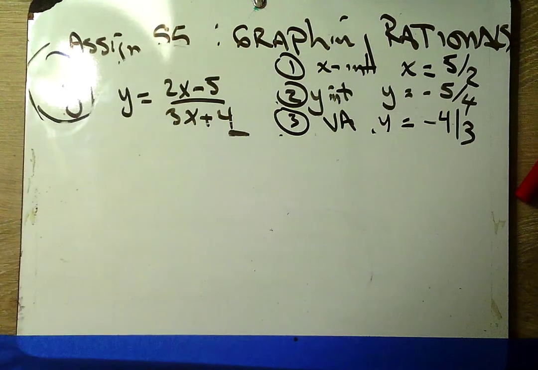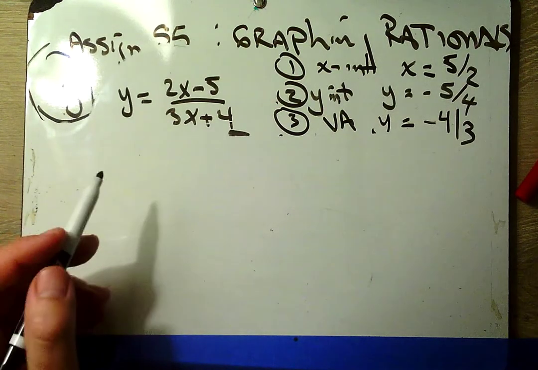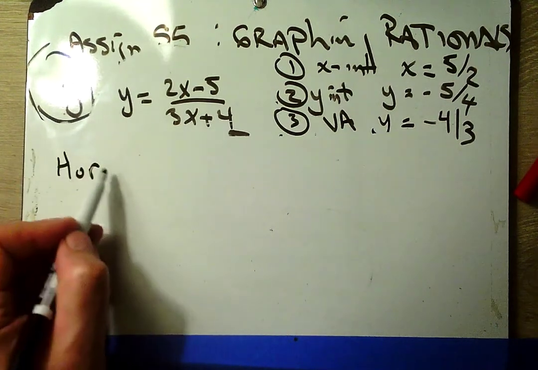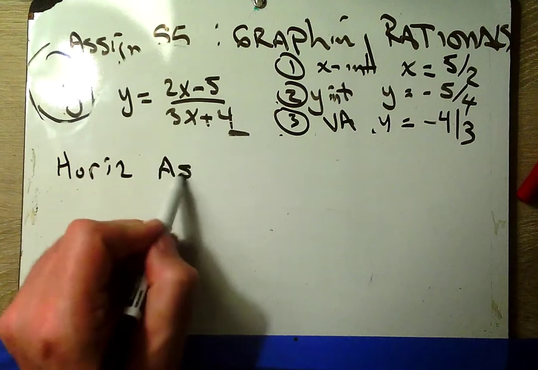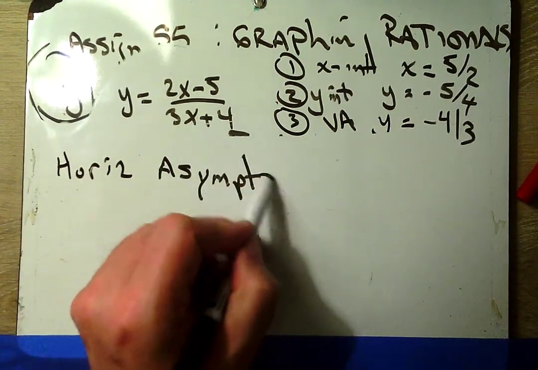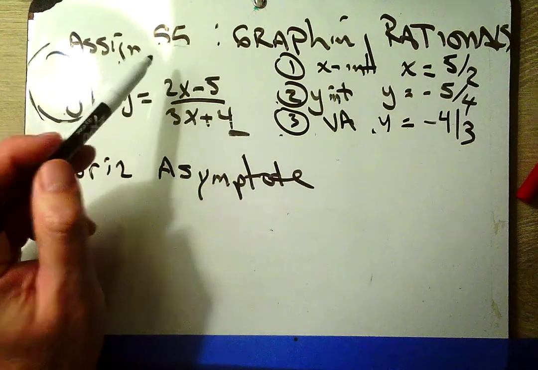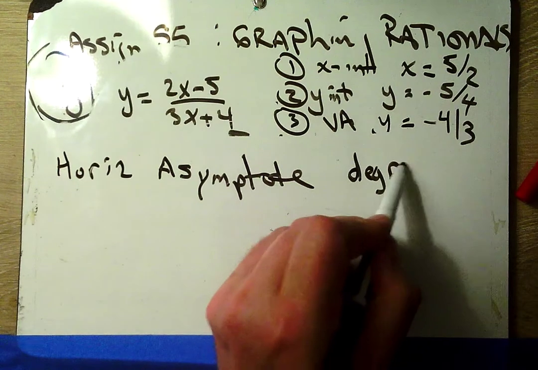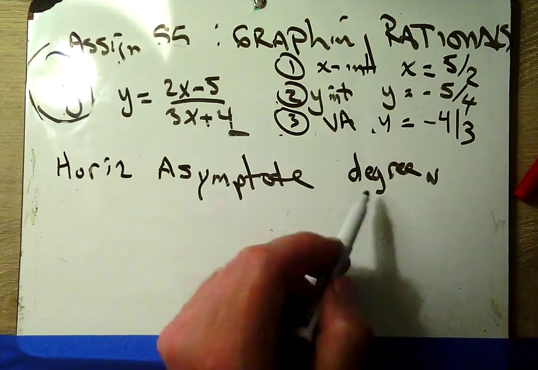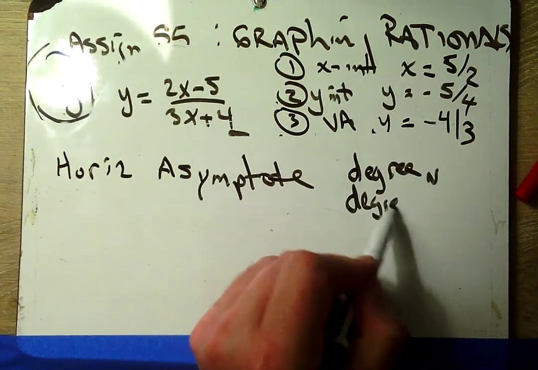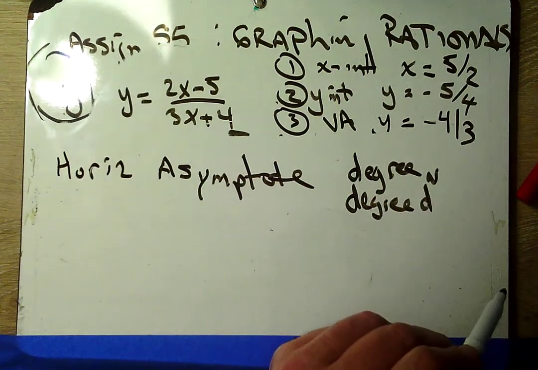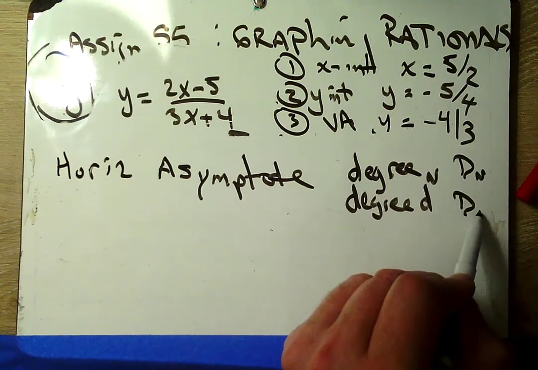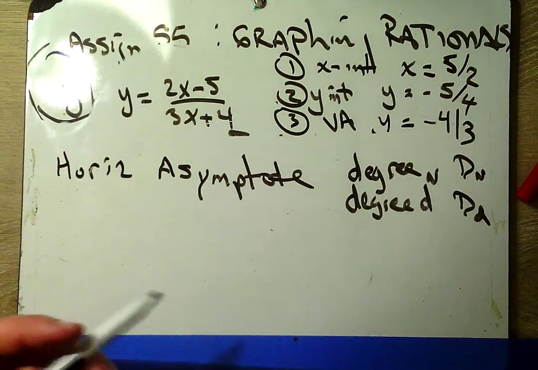Now, horizontal asymptotes, yeah, I think I'm going to go along with your Algebra 2 definition of horizontal asymptotes. There are three different types of horizontal asymptote. And they depend on comparing the degree of the numerator with the degree of the denominator. And I'm going to abbreviate these as d sub n and d sub d. Okay? We're going to compare these.